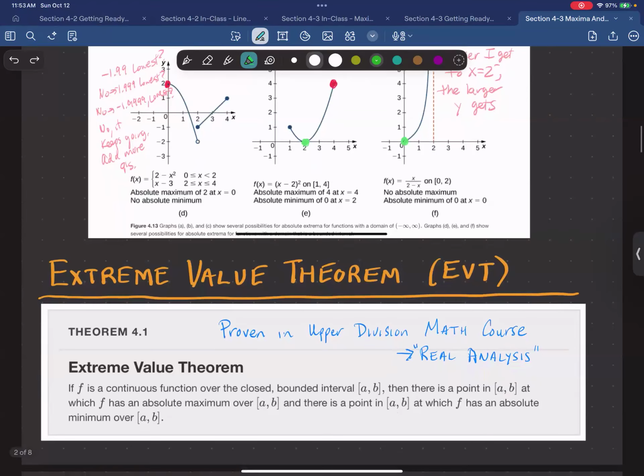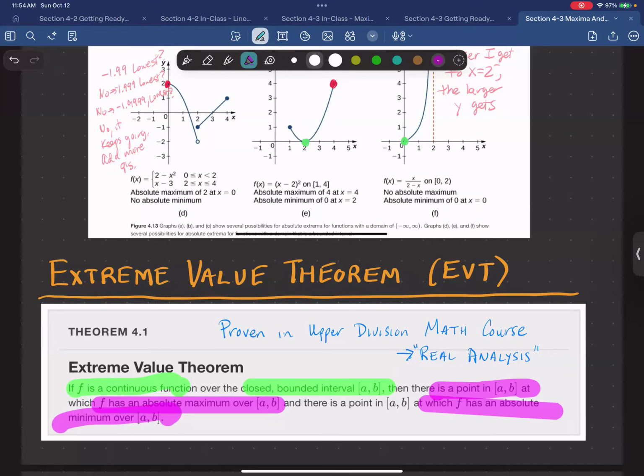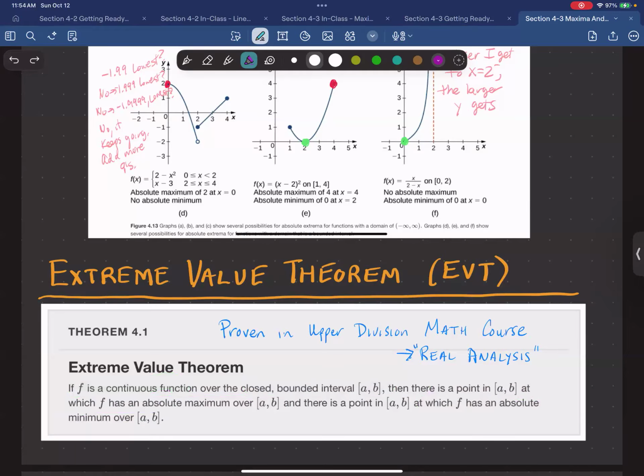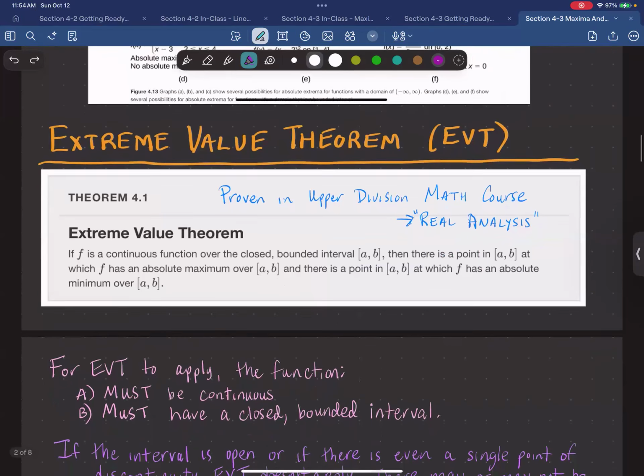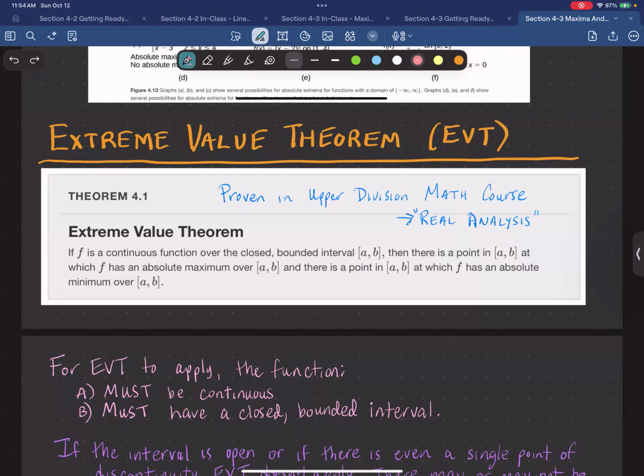The extreme value theorem says if f is a continuous function, it has to be continuous, and it's on a closed and bounded interval a to b, then there is a point in [a, b] where f has an absolute max and f has an absolute minimum. And we'll take a look at more of that in a second. We abbreviate this EVT.